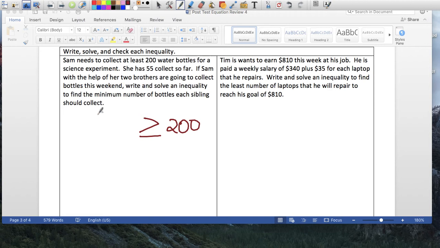So Sam and her 2 brothers would be 3 people, right? So 3 people times the number of bottles they collect, plus the 55 that they already have, should be greater than or equal to 200. Minus 55.